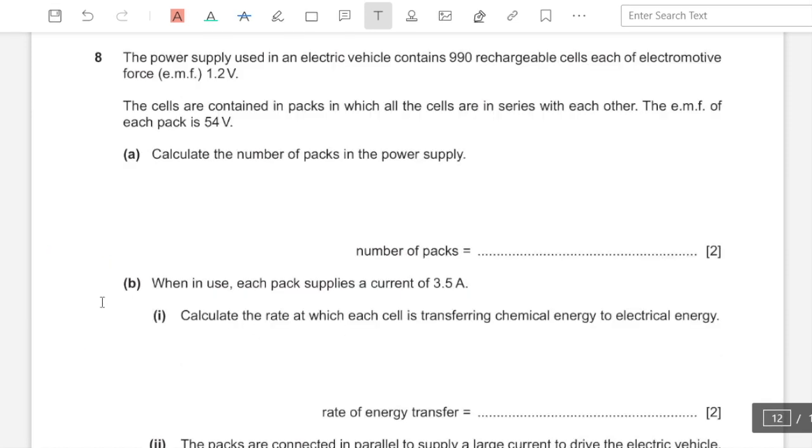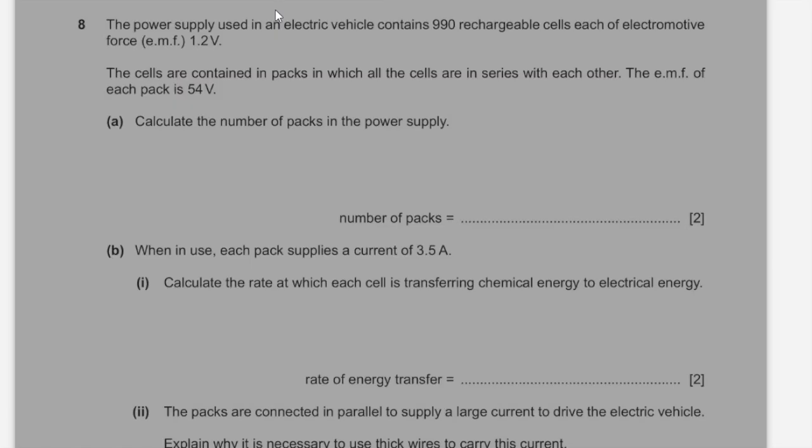Question number 8. The power supply used in an electrical vehicle contains 990 rechargeable cells, each of electromotive force 1.2, which means 990 cells multiplied by 1.2 gives a total electromotive force of 1188 volts. The cells are contained in packs in which all cells are in series with each other.